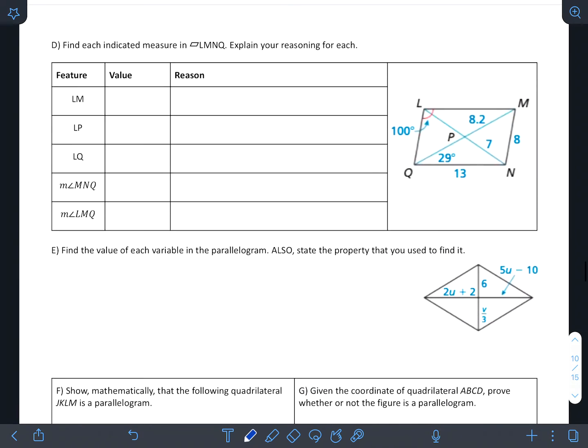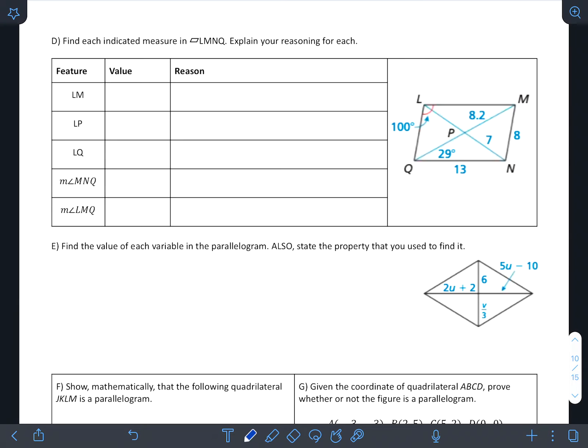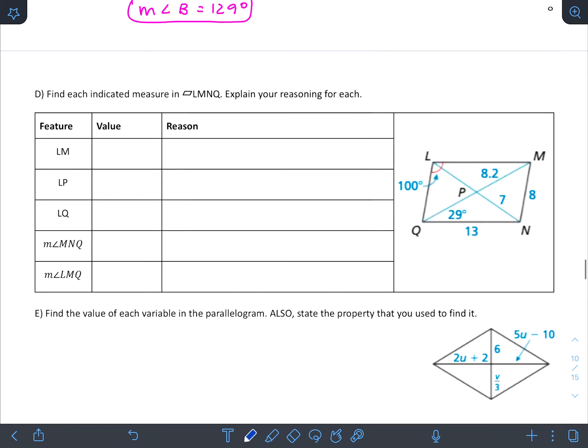All right, why don't you take a second, so pause your computer and try to do example D on your own. So we're told that we have a polygon L, M, N, Q, and we are trying to find all of these features. All you need to do is tell me the value of the feature and the reason that that feature has that value. Okay, so hopefully you've already completed this and are just checking it with me. The value of LM is 13, and if you look at the figure, we know that because it is across or opposite of another side length that is 13, and so our reason is that opposite sides are congruent. So if the opposite side to LM is 13, then LM is also 13.